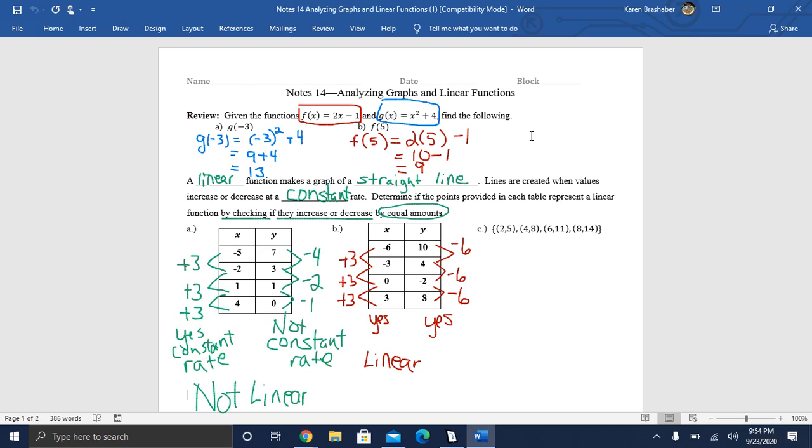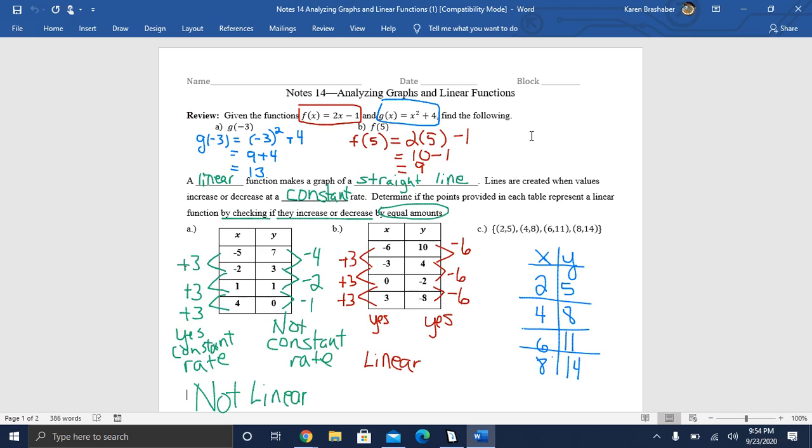And then we'll look at our third one. Now our data is written in ordered pairs. It's a little harder to see with ordered pairs. So I'm going to rewrite this using an XY table. And so we'll put (2, 5) as our first pair, (4, 8) as our second, (6, 11) as our third, and (8, 14) as our fourth.